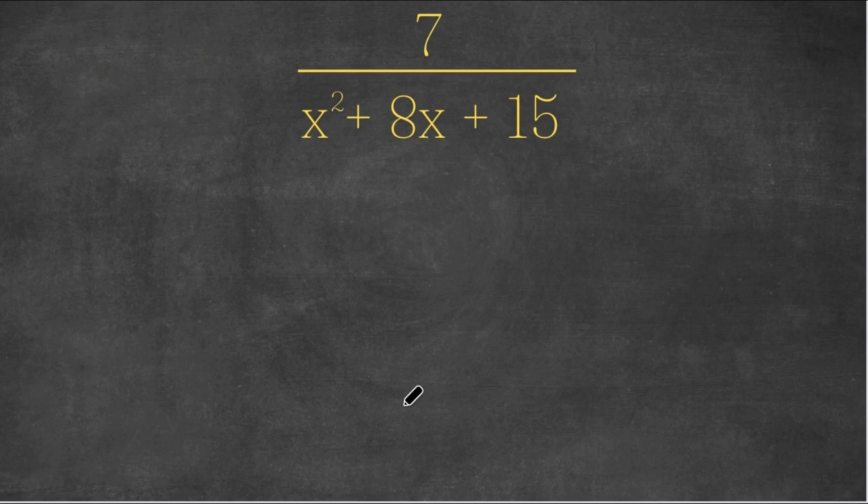In today's video, I'm going to be teaching you guys how to find the domain of a function. So right here, we have 7 over x squared plus 8x plus 15. Before we learn how to find the domain, we first have to understand what a function is. A function is when you put an input into an equation and you get an output from it. So if we were to plug a number into this equation, we would get an output for it, right?